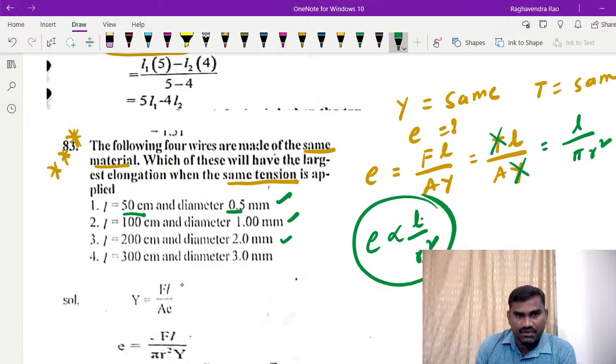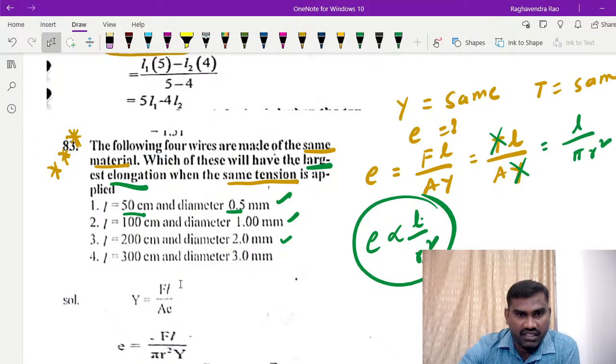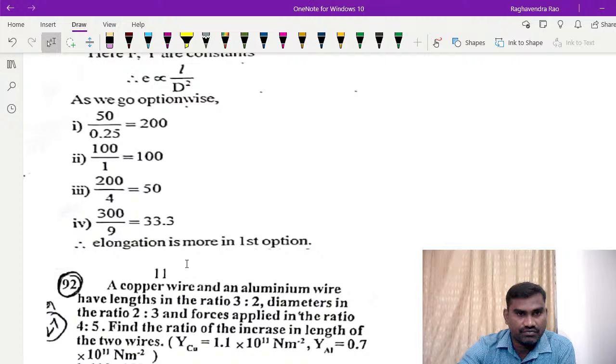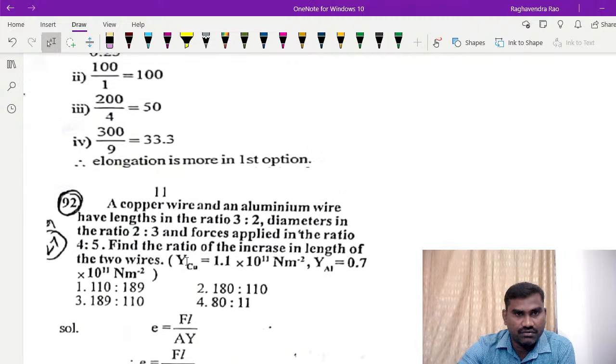For whichever option the L by R square value is more, for that wire the elongation is more. So large elongation means the L by R square ratio is more for that option, so that wire is more elongated. So more elongation means Young's modulus is less. That means it is a less elastic material. So Y is proportional to 1 by L by R square.